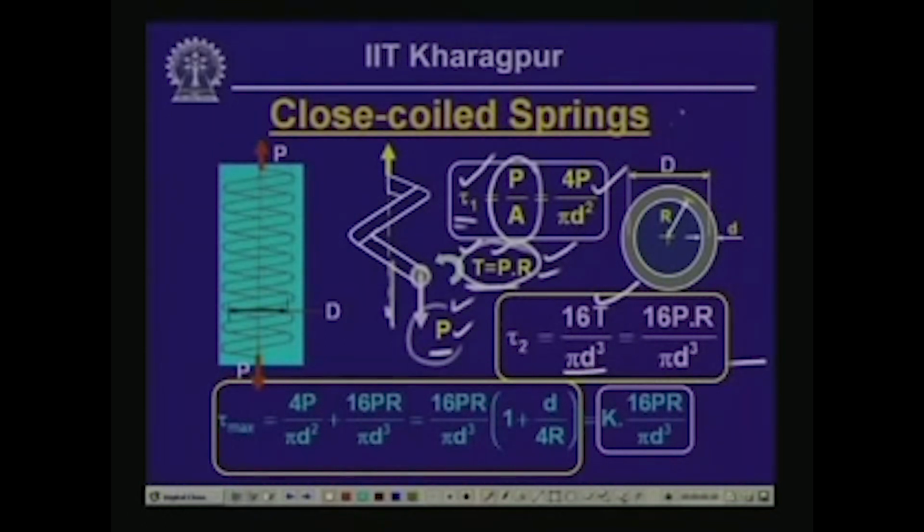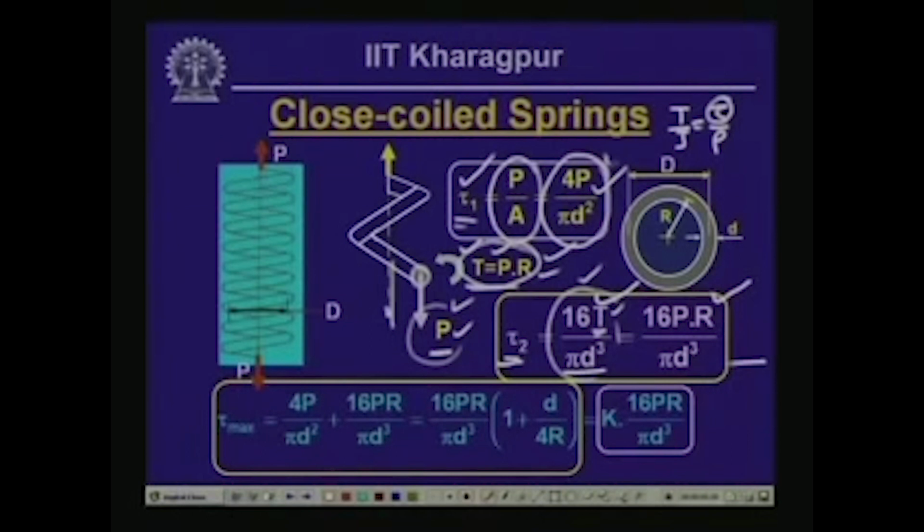Now, as you know, T by J is equal to tau by rho, and tau is therefore T rho by J, where rho is d by 2 and J is pi d to the power 4 by 32. So, if we substitute the values of rho and J, we get 16 T by pi d cube, and T being equal to P times R, the shearing stress tau T is equal to 16 P R by pi d cube.